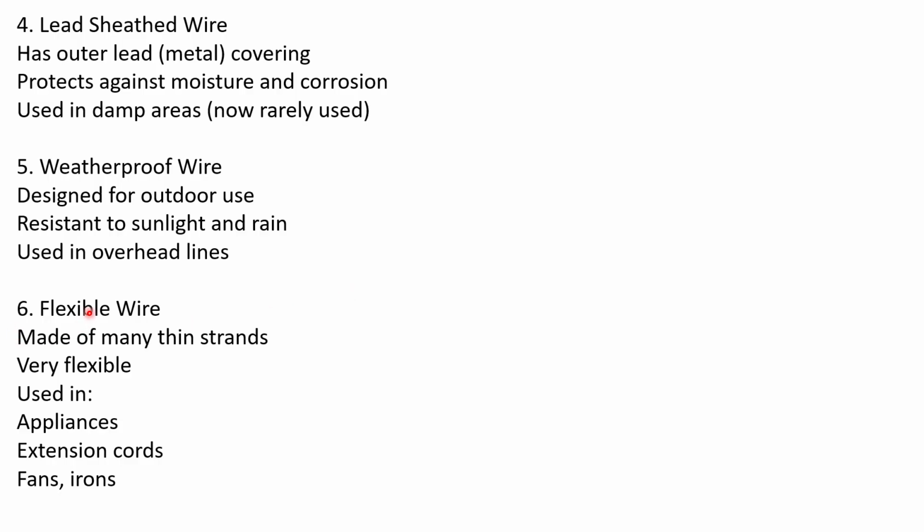Next one is flexible wire. Flexible wire means it is flexible to bend. They are primarily made of many thin strands that increases their current carrying capacity. Very flexible in use. Used in appliances, extension cord, fans and irons. The wire which gets electricity for these, electric iron, are flexible wire.